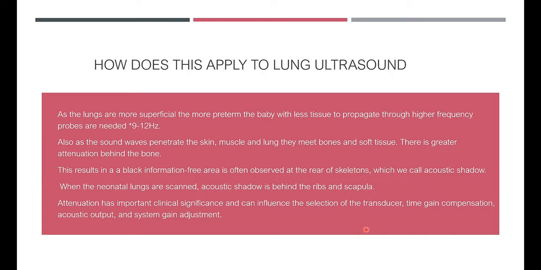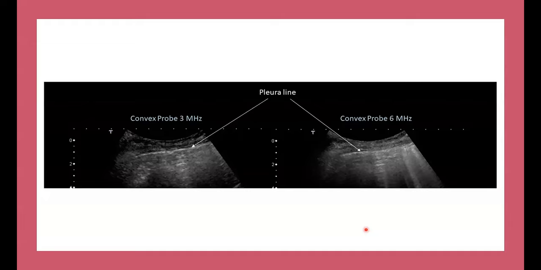So you can see how attenuation has a significant clinical significance. But just to give you an idea, these are two convex probes used in an adult. And clearly what you can see is that, when you use a lower frequency, the deeper structure is a little bit better defined, but the more superficial structures, like the emanation of the B lines, which are closer to the pleural margin, are actually better defined by the higher frequency probe, as well as the A lines.